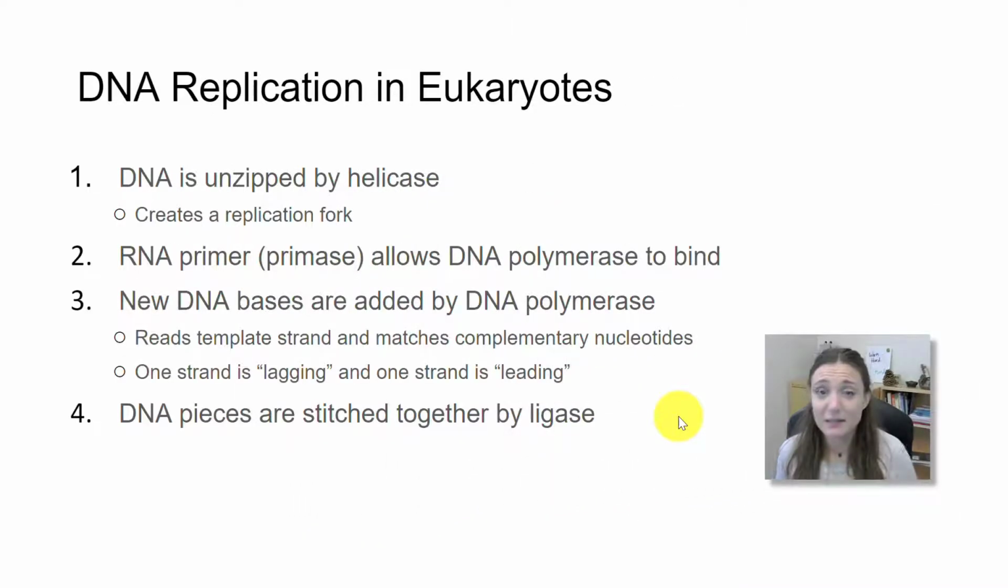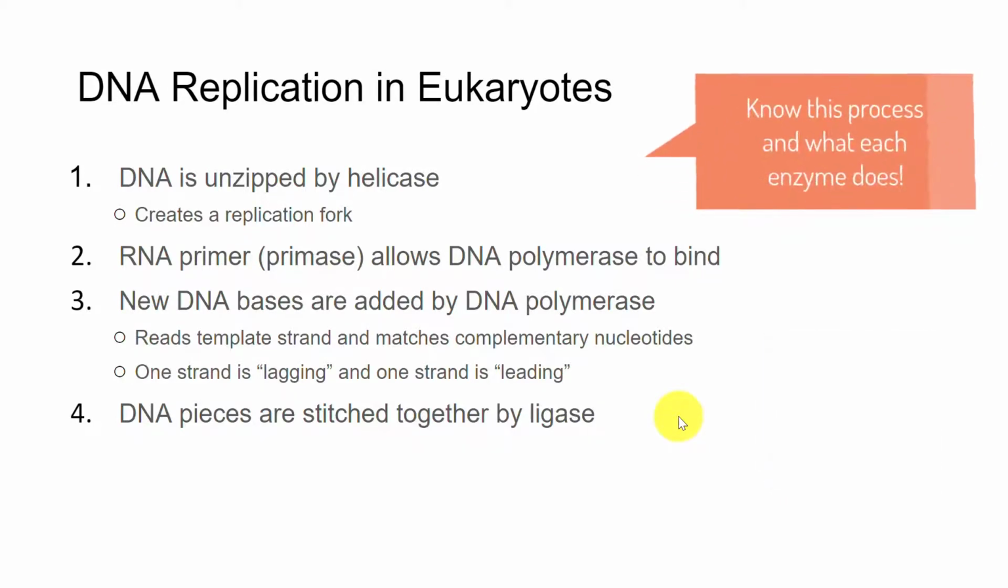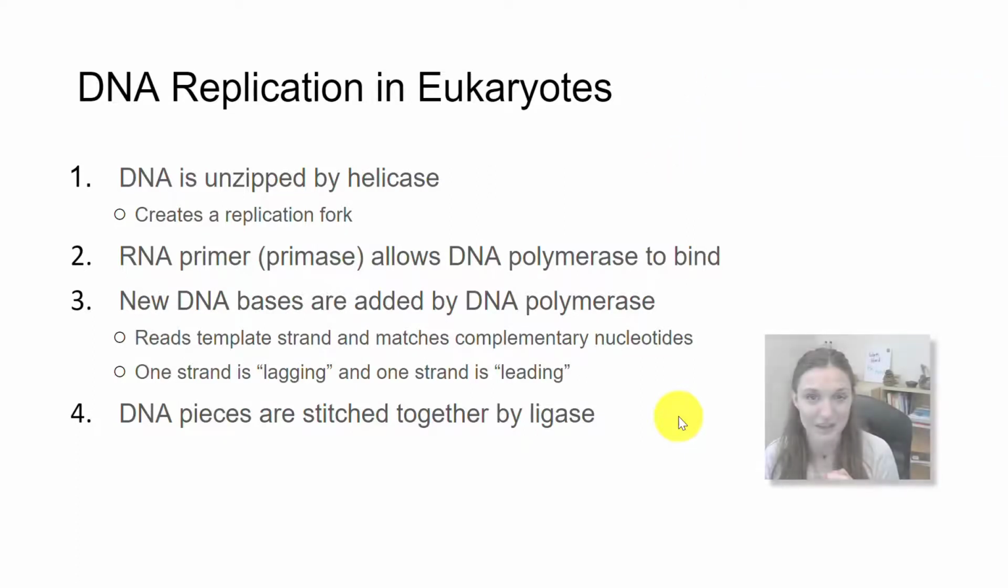Here are our general steps of DNA replication in eukaryotes. Let's go ahead and jot this down in your notes really quick. These are going to be our steps for explaining what's happening in the next image I'm going to pull up. So we're going to start with DNA. It's going to get unzipped. We're going to break those hydrogen bonds by helicase.